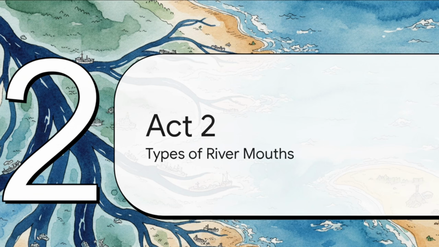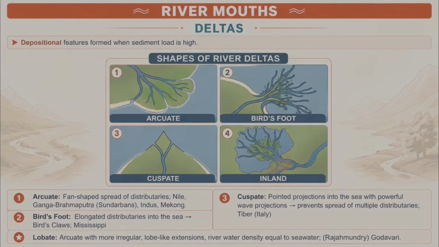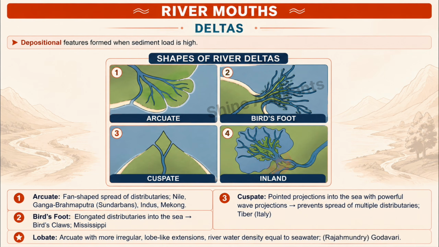Okay, Act 2, Types of River Mouths. We've mapped out the sources and the paths, so let's look at what actually happens when these massive rivers finally hit the sea. The absolutely crucial distinction you need to remember here is between deltas and estuaries. Deltas are depositional features formed when sediment load is high at the river mouth.